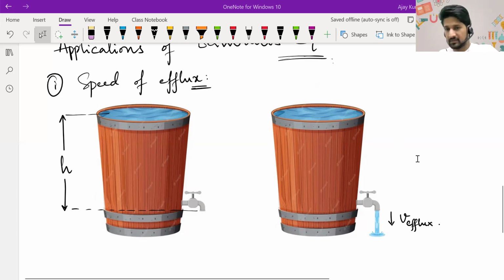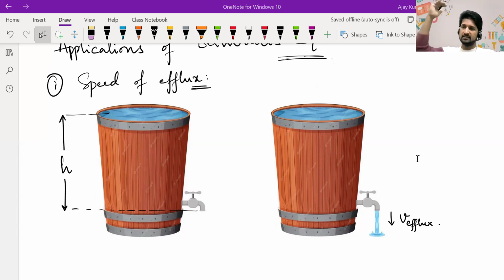Okay, fine. So it depends on height. From everyday experience, usually we get water from the overhead tank. When the overhead tank is full and you open the tap, you see water coming out with a high speed. But as the water level depletes in the overhead tank, the speed with which water flows out of the tap usually decreases.